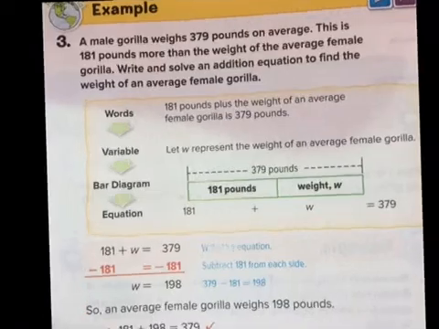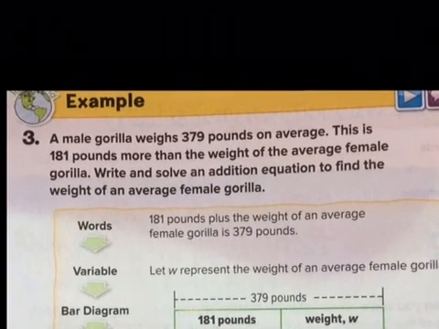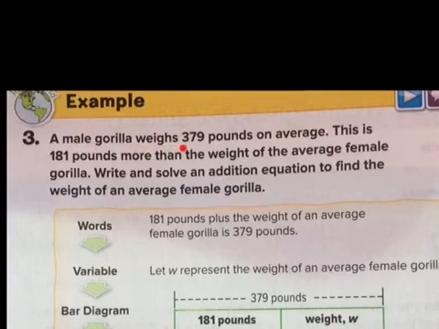Let's read it together and you can see how I solve it. Okay, I'll put it down here like this. A male gorilla weighs 379 pounds on average. This is 181 pounds more than the weight of an average female gorilla. Write and solve an addition equation to find the weight of an average female gorilla.